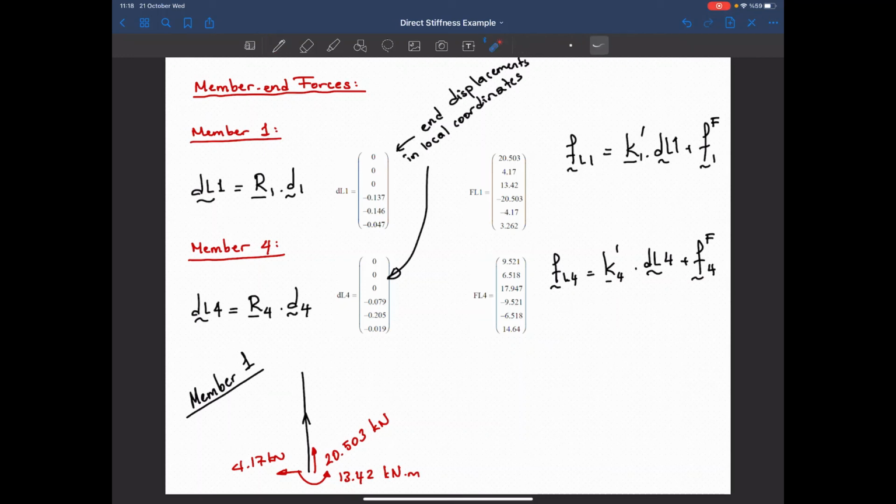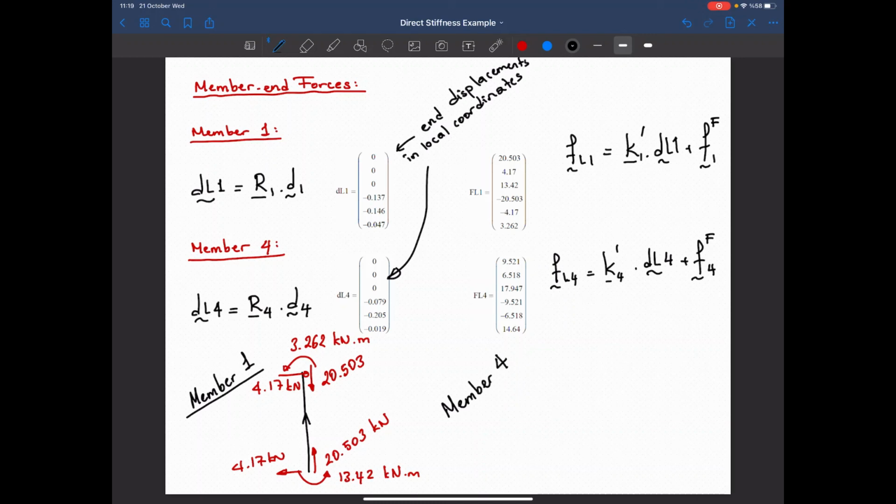Now we go to the end node. This is in the opposite direction with the degrees of freedom, direction of D4. So I got 20.503. This one again is in the opposite direction with the D5, so it should be in this direction. 4.17 kilonewtons. And the moment is again in the counterclockwise direction, 3.262 kilonewton meters. Let me do the same thing for the fourth member.